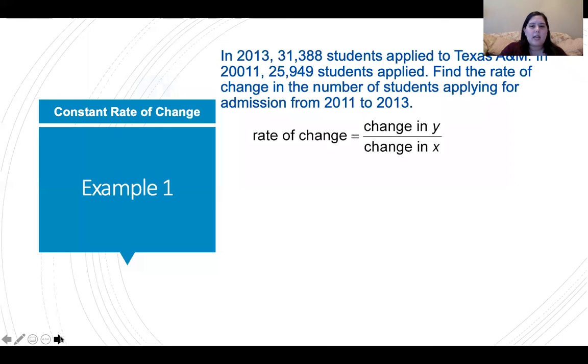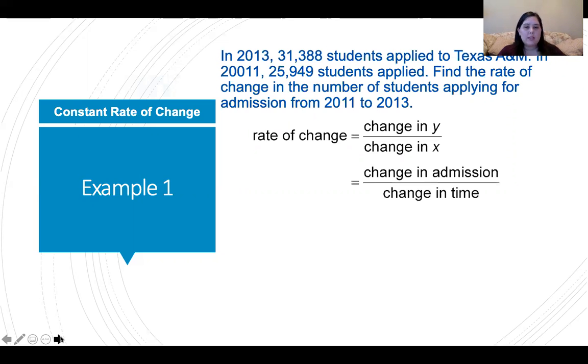The first thing we're going to do is remind ourselves that the rate of change is the change in y over the change in x. So in this case, that is the change in admissions over the change in time. We take our first value, 31,388, and subtract our second value, 25,949. And our change in time is 2013 minus 2011.